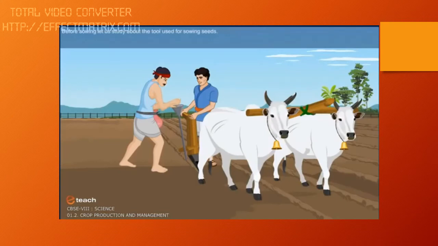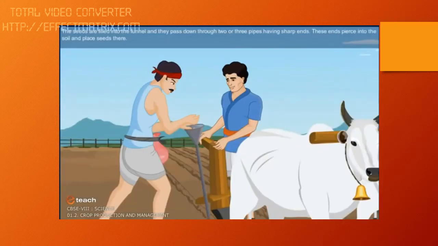Before sowing, let us study the tool used for sowing seeds. Traditional tool. The tool used traditionally for sowing seeds is shaped like a funnel. The seeds are filled into the funnel and they are passed down through 2 or 3 pipes having sharp ends. These ends pierce into the soil and place seeds there.